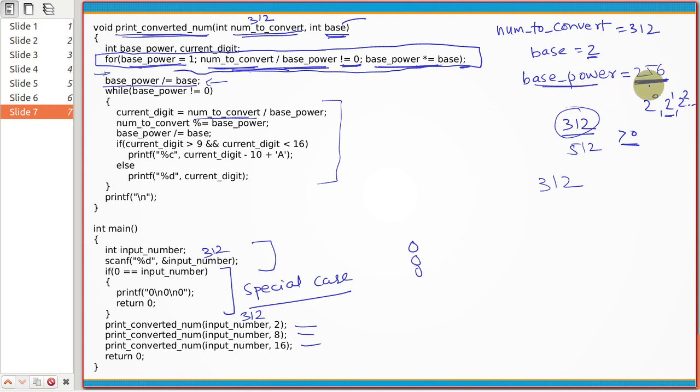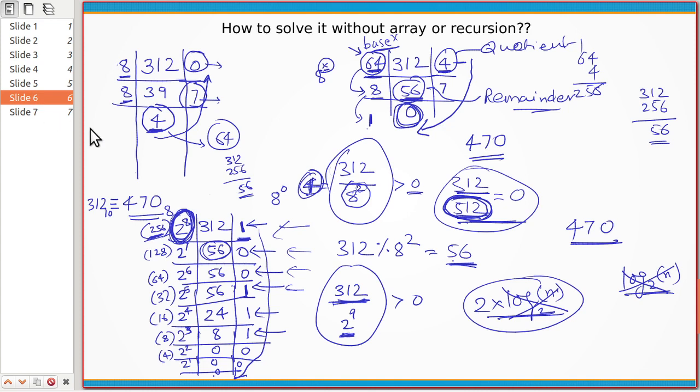So sorry, base power is 256. So if I divide 312 by 256, I get 1. So the digit to print is 1. I am remembering that digit, which I will print with this logic. And then the number to convert, after getting this answer, remains 56 and not 312, right? Because I already created one box and the number that is left now is only 56.